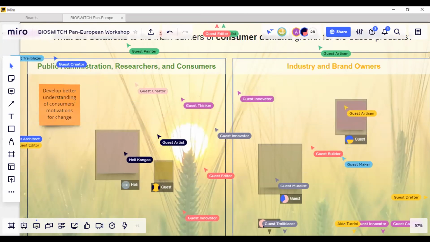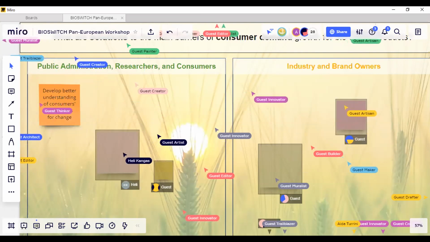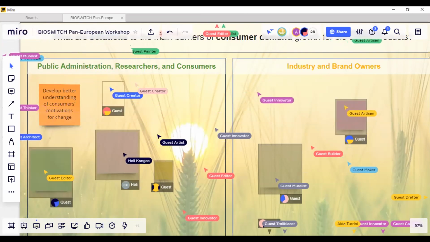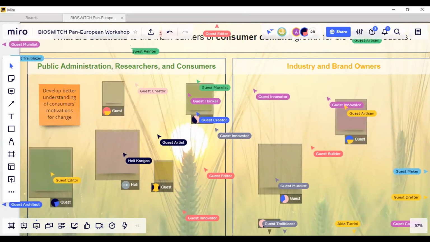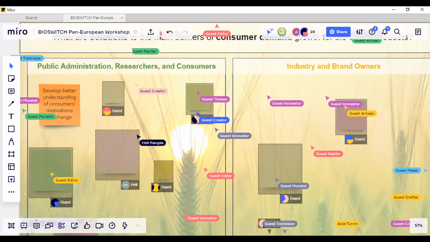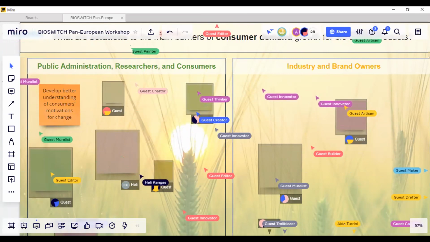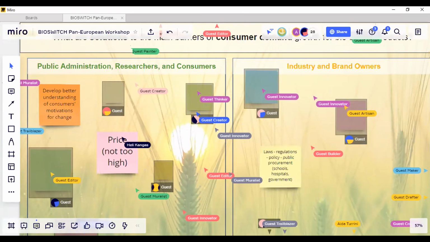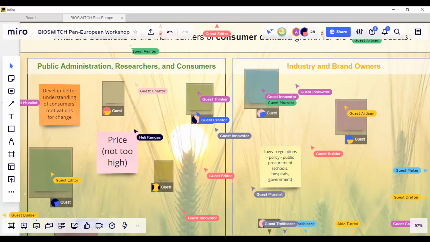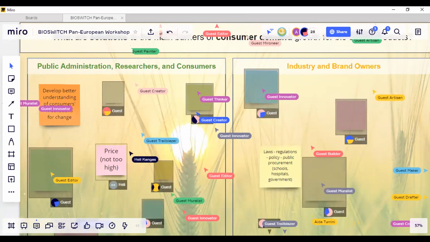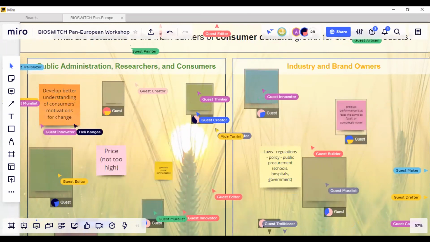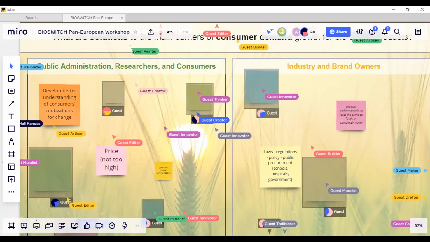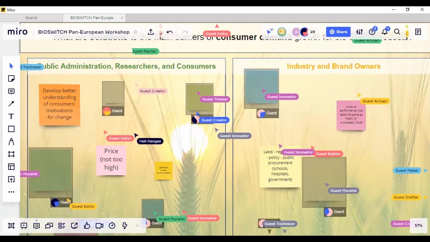From the Irish and Dutch consumer survey, the main motivations for consumers to buy bio-based products were lowering the price of the product, reliable information on the environmental impact of the product, and products being easily recognized as being bio-based. So this ties in with the standardized certification and labeling for bio-based products.